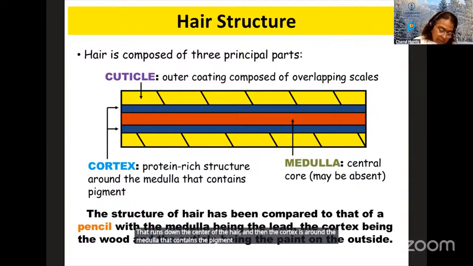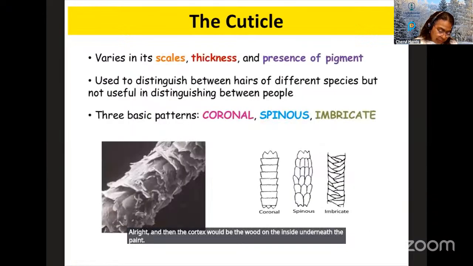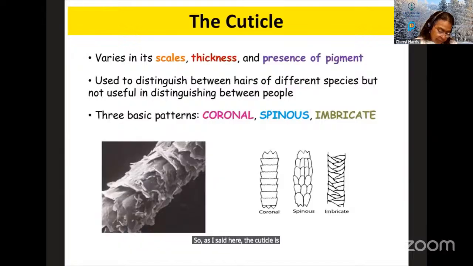So it's very easy to think of the structure of the hair as being like a pencil. The outer paint covering of the pencil would be like the cuticle. The medulla would be like the lead part, right? And then the cortex would be the wood on the inside underneath the paint.